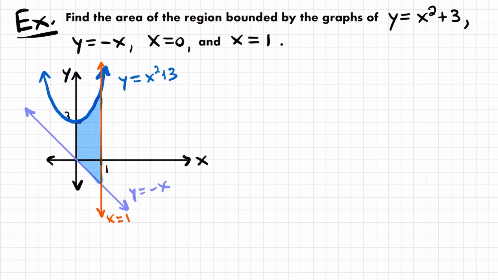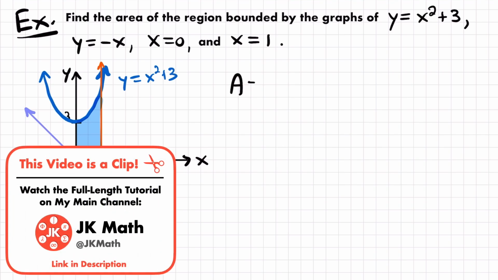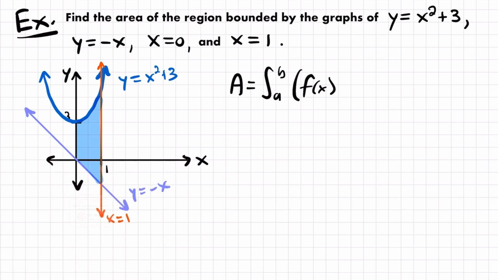And so if we want to calculate the area, let's set up our definite integral. We'll have that the area is equal to the integral from a to b of f of x minus g of x times dx. Now, before we can set this up, we need to determine which is the top function and which is the bottom function, right? Which is f of x and which is g of x.